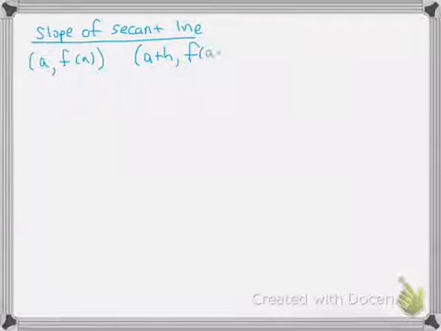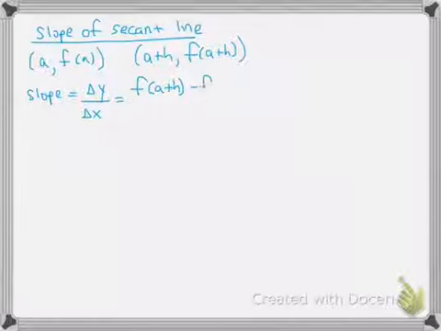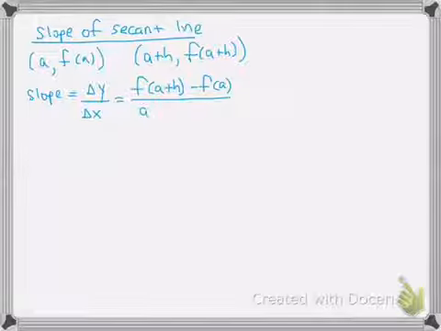Now, I'm going to find the slope of these secant points. That's just my change in y over change in x. Well, my change in y is my second y value, f of a plus h, and I'm going to subtract my original y value, which is f of a. I'm going to divide that by my new x value, a plus h, and I'm going to subtract my old x value, my original one, my a value.